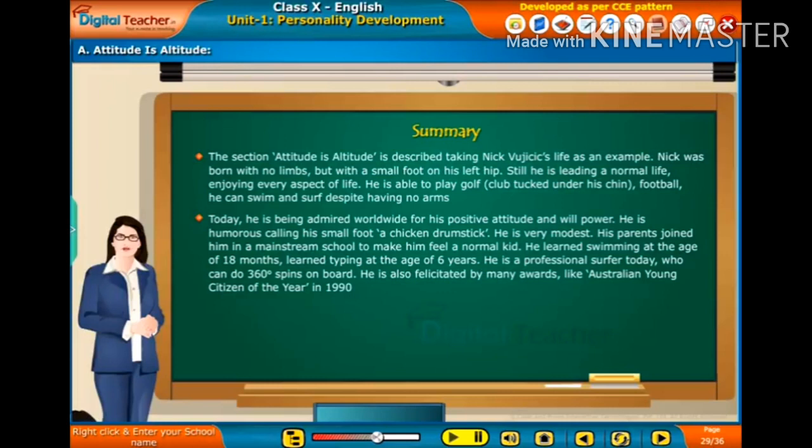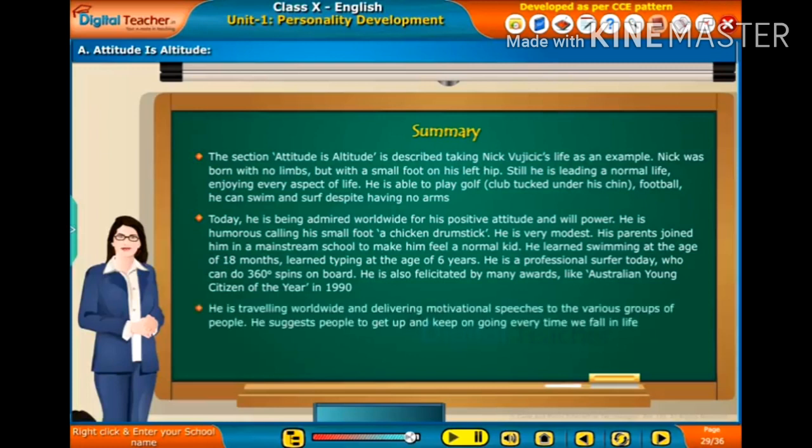He is very modest. His parents joined him in a mainstream school to make him feel a normal kid. He learned swimming at the age of 18 months, learned typing at the age of 6 years. He is a professional surfer today who can do 360-degree spin on board. He was also felicitated by many awards like Australian Young Citizen of the Year in 1990. He is traveling worldwide and delivering motivational speeches to the various groups of people. He suggests people to get up and keep on going every time we fail in life.